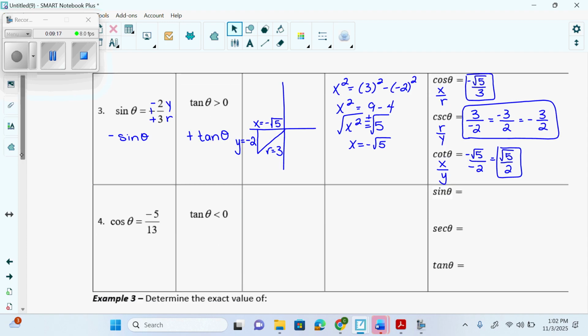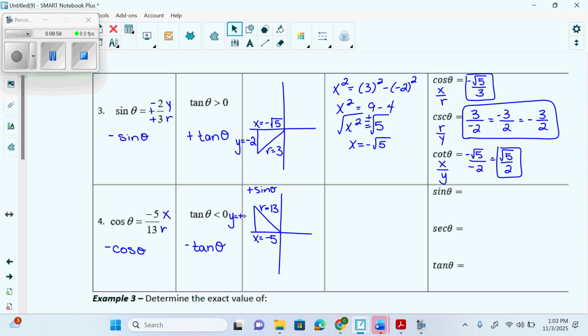Then this one, cook extra rice. So I know we have cos negative, so negative cos theta. And we have negative tan theta. Where is cos negative and tan negative? Quadrant what? 2. Because the only thing positive in quadrant 2 is sine, right? So that means cos and tan are negative there. So I know I have x equals negative 5. I know I have r equals 13. And y equals positive something.